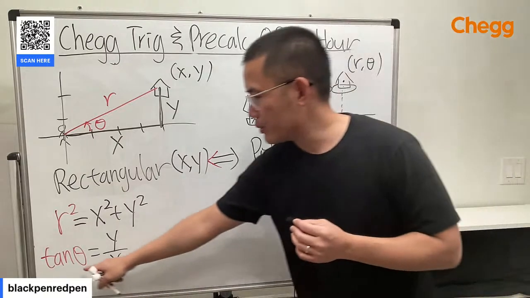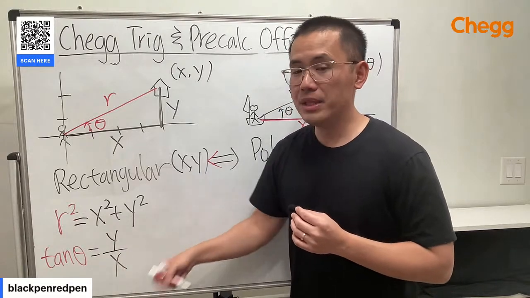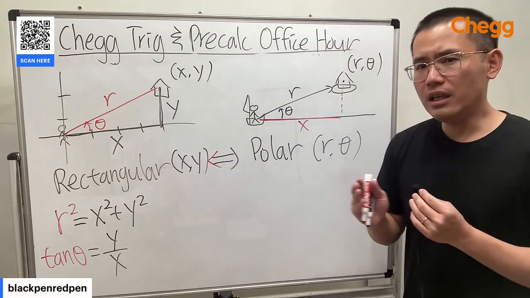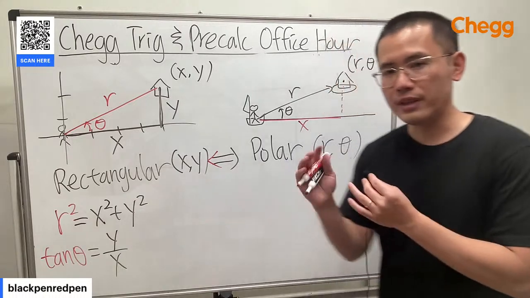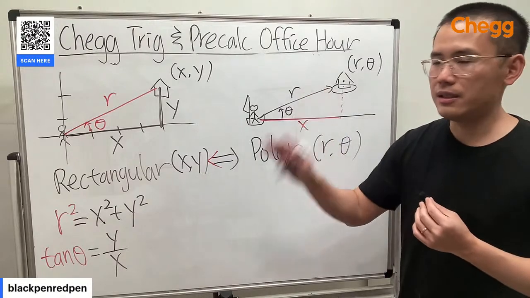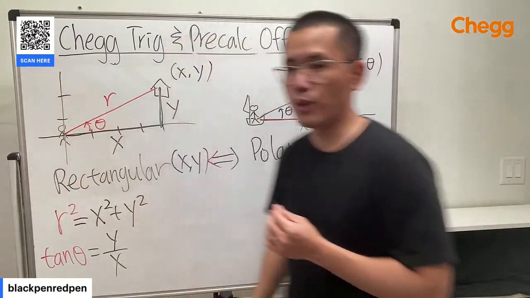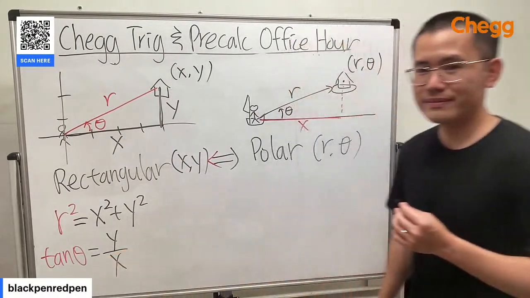For this right here, I would like to keep it as tangent theta equals y over x, because if you use inverse tangent, you actually have some restrictions, because inverse tangent only gives you from negative pi over 2 to positive pi over 2. It does not give you the angles in the second and also the third quadrant. So not that great, but this right here is more general.